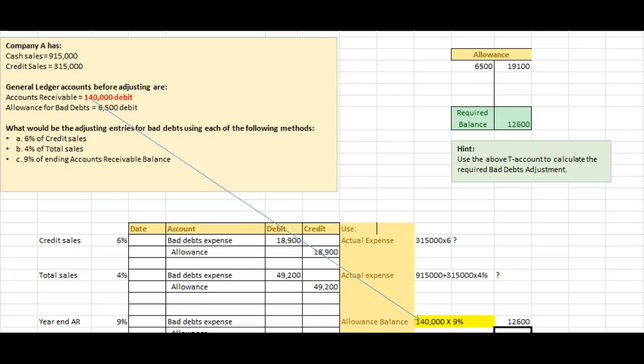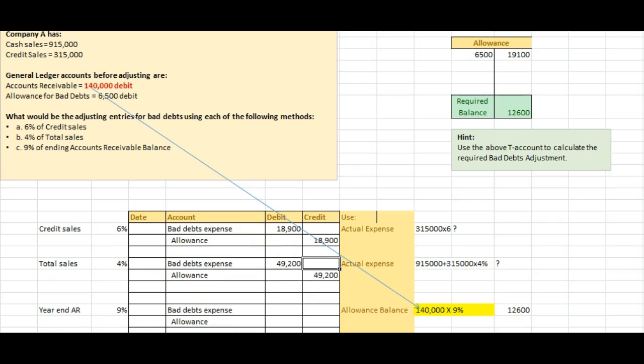Okay, this one's kind of hard to wrap around. You have this one, and this one is good. But now this one is taking into consideration accounts receivable. And some of this accounts receivable, this $140,000, is included in the allowance already up here. So now what you have to do is find out, okay, 9% of that should be my bad debt allowance balance. So that comes to $12,600, which goes right here.